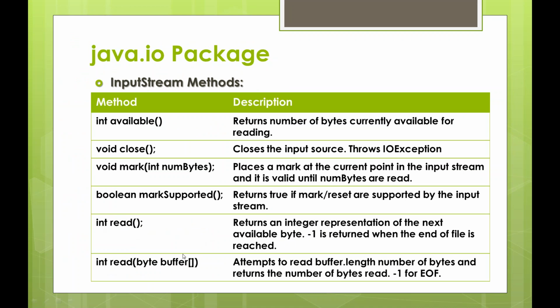Here we define a particular buffer of type byte and pass it as argument to read. What it does is it tries to read buffer.length number of bytes from the input at a time, and returns how many bytes are read. So we will use this format of read and write for our file input and file output.